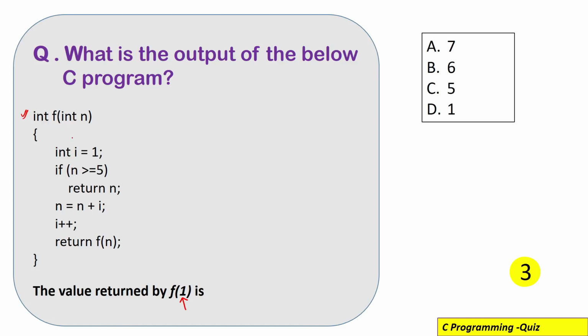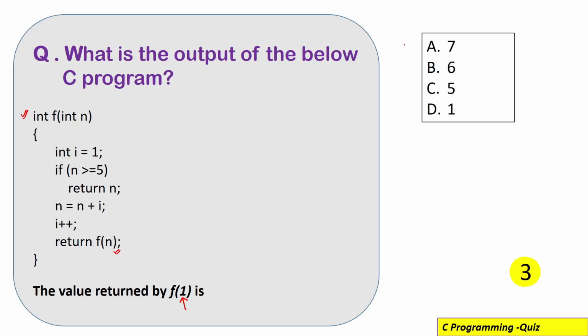Okay, so this code is something like, we have one variable I having the value 1, then we are comparing this n value with 5. If it is true, then we are returning n, otherwise we are doing n equal to n plus I and I plus plus, and after that we are saying return f of n. So this code seems to be a recursive function, right? Because we are calling this function inside its body only. Okay, so this is a recursive code.